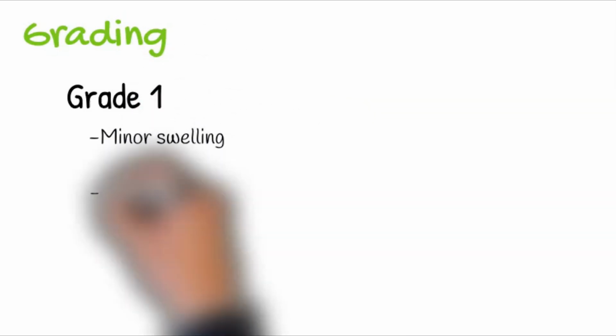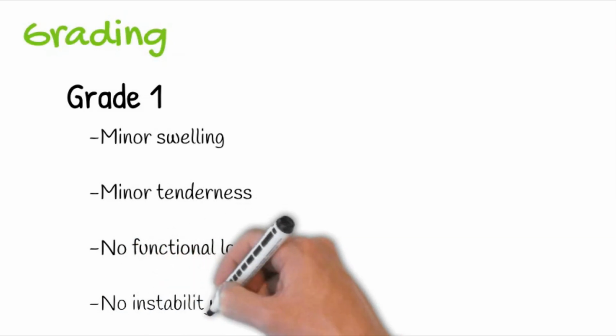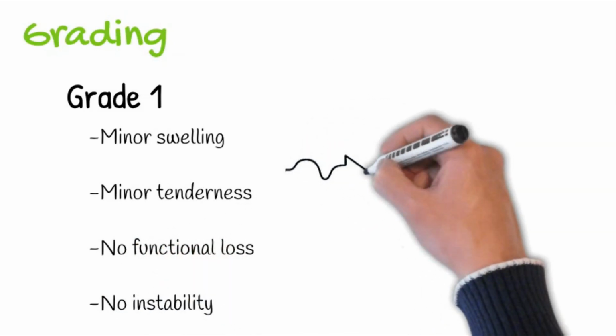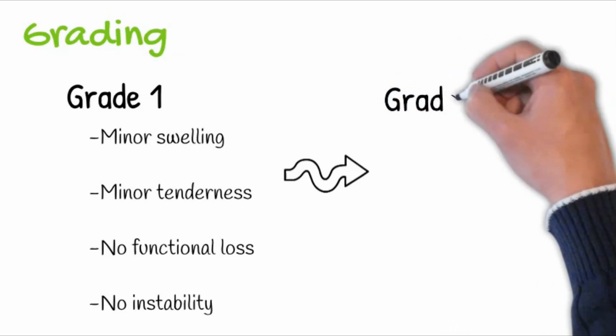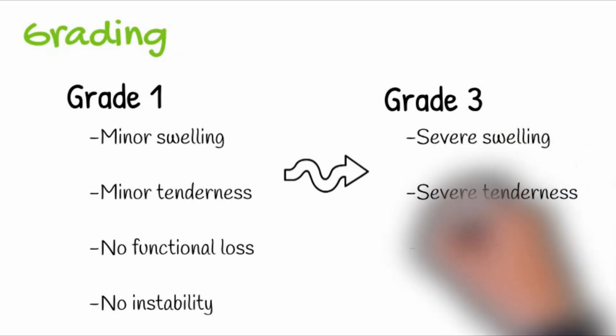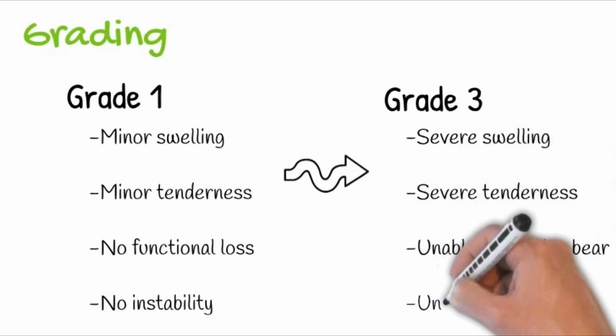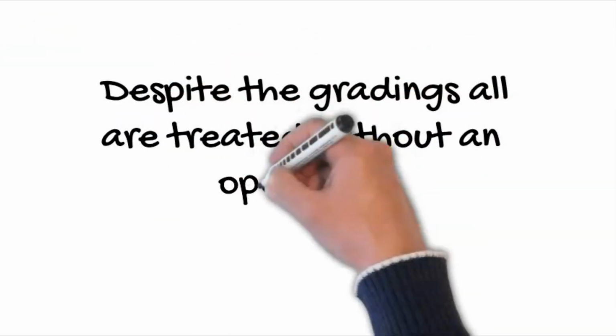A grade 1 injury basically means it's just minor of everything: minor swelling, minor pain, can walk reasonably well, not much in the way of instability symptoms in the ankle. Whereas a grade 3, which is the worst grading, means that you get lots of swelling, quite tender, difficult to walk, and feel unstable. The good news though is that despite whatever grade you've got, it's very likely that you'll recover well with good treatment and you shouldn't need an operation in most cases.